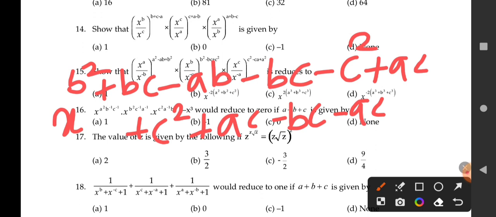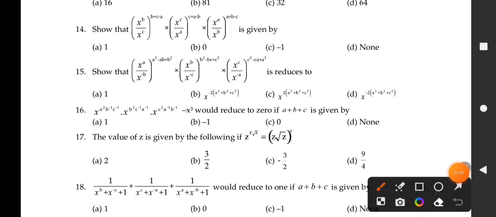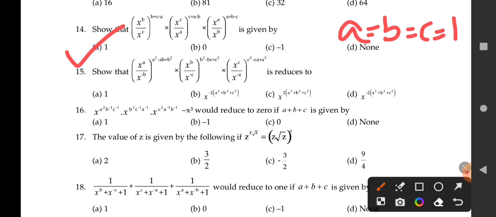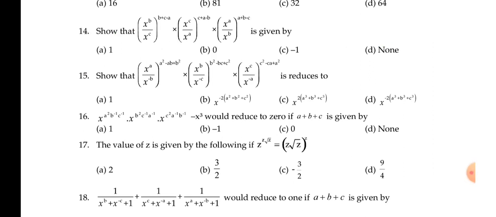Even if you don't want to solve this much, we are going to substitute. Let's do it this way. Even if you expand, you will get your answer, but if you don't want to, we can substitute a equals b equals c as 1. So what do you get? 1 divided by 1 is 1. 1 power 1 plus 1, 2 minus 1 is 1. So 1 power 1 is 1. So all the terms are 1. Option number A. Simple.